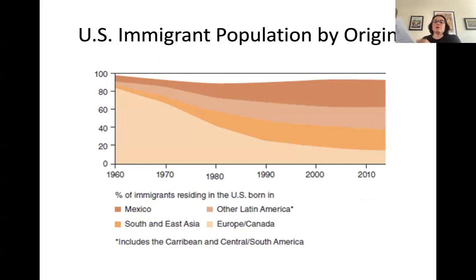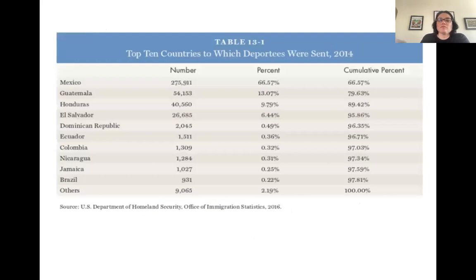Here we see the US immigrant population by origin, where we see, of course, the numbers of people coming from Mexico, South and East Asia, Europe and Canada, and other Latin American countries. And here we see the top 10 countries to which deportees were sent in 2014. These 10 nations represent 97.81% of people deported in 2014.